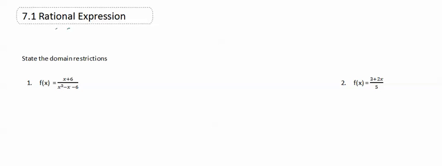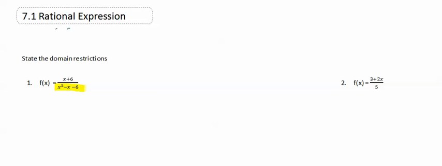In Chapter 7, we will be talking about rational expressions. We'll talk about how to simplify them, how to multiply, divide, add, and subtract, along with solving equations. In doing this, we'll be using a lot of our factoring skills we did in the last chapter. The first thing that we're going to talk about in section 7.1 is domain restrictions for rational expressions.